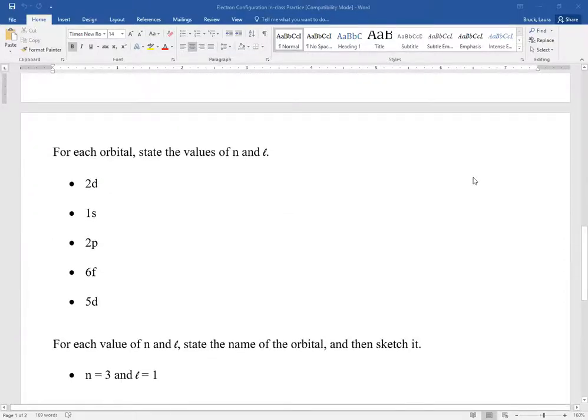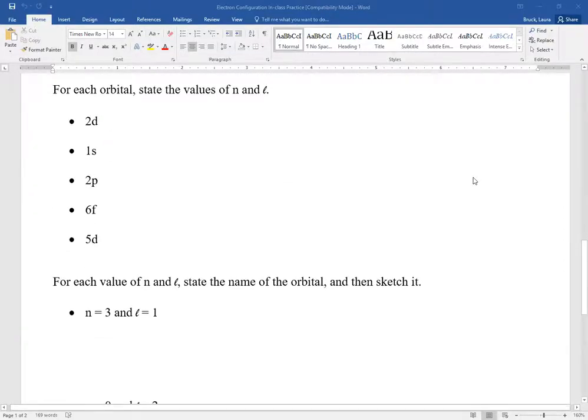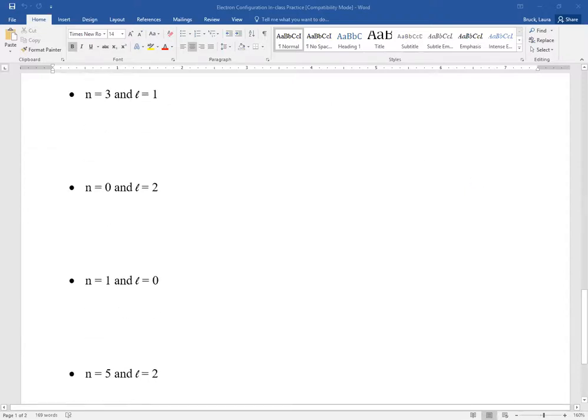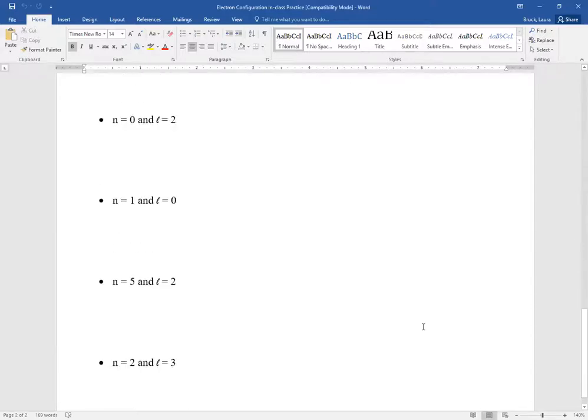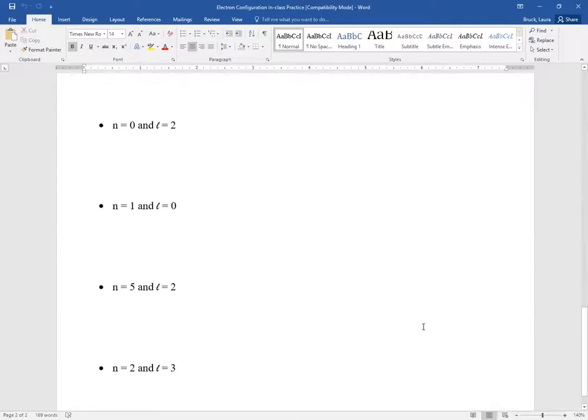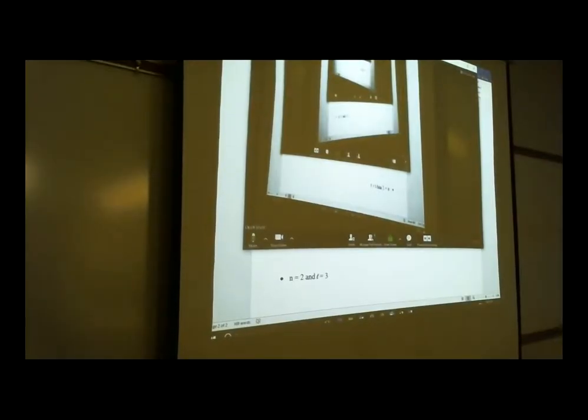And then here are some more to try. For each orbital, state the values of n and L. Pause the video, try it for yourself, resume when you're ready. And then here are the last ones. So n equals 3 down to n equals 5, and there's the last one. If you are doing this as an online student, you can download a PDF from the course website, so you don't have to deal with pausing the video. I'm going to pause the video, give everyone time to work on this, and then we'll go over it.